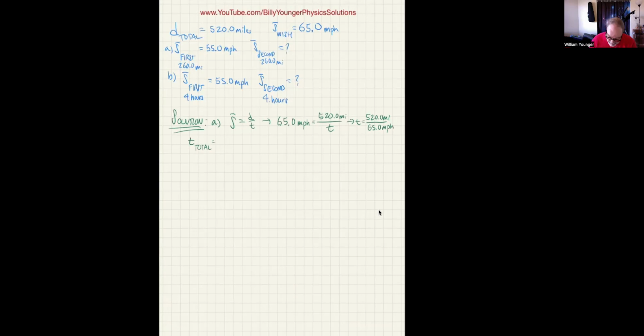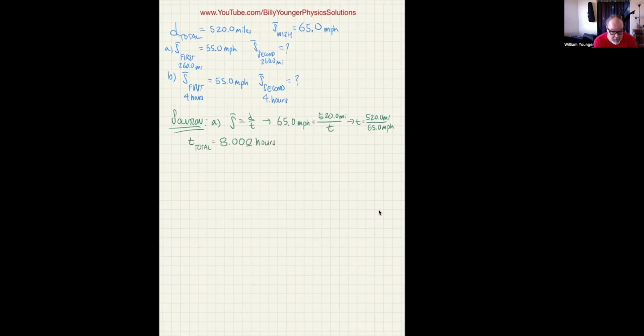That should give me what I claimed was, in fact, 8 hours. So let's do it. 520. Oops, I already had something wrong. Calculate 520 divided by 65. And that gives me exactly 8.0. Now notice I had 4 sig figs in the top number and 3 in the bottom, so I really should call this 8.00, and then 1 extra digit, and I'll write hours.